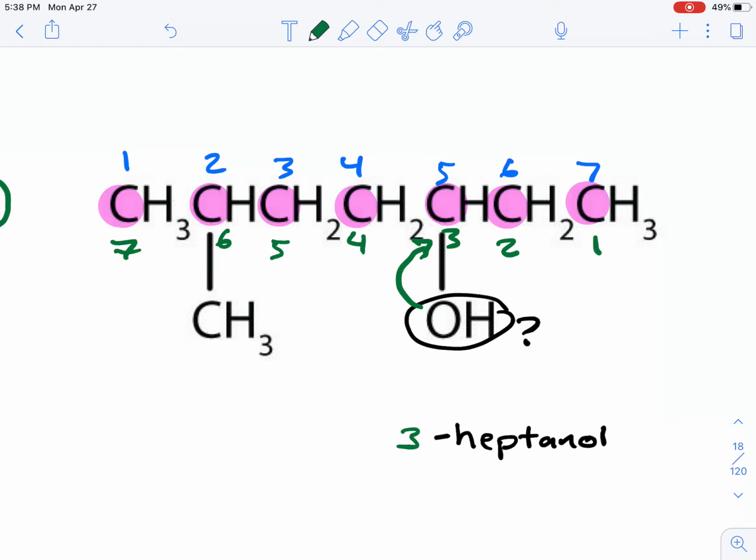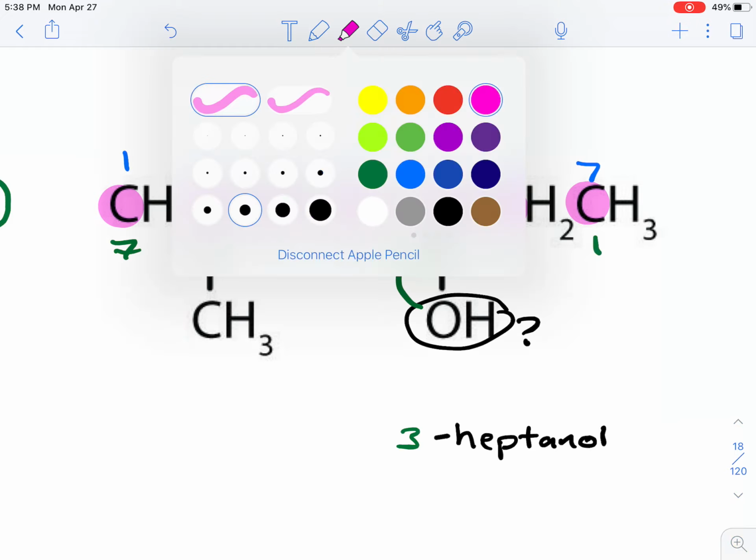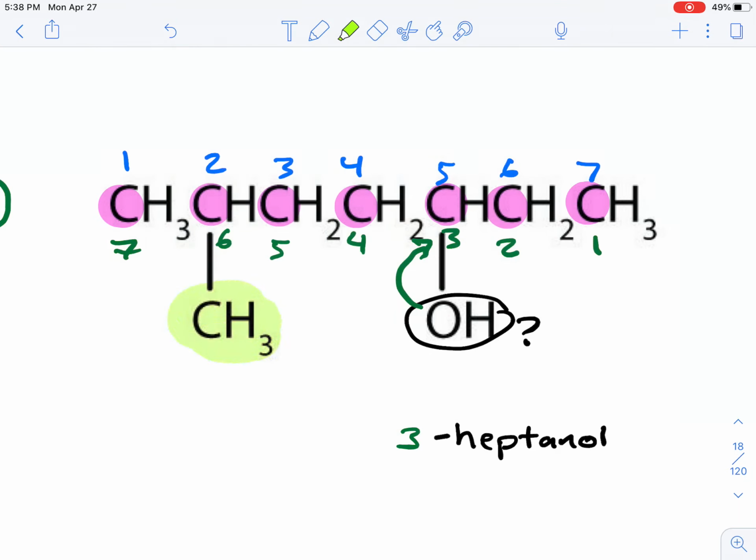All right, so the last thing I need to do is identify my substituent. In this case, it's the CH3. And notice that this substituent is going to be on carbon number 6. And so I'm simply going to write 6-methyl. And since there's no other substituents, I'm basically done. So I'm just going to carry that over in front of the 3. So I'm going to put in 6-methyl-3-heptanol. And that would be the name of my organic compound.